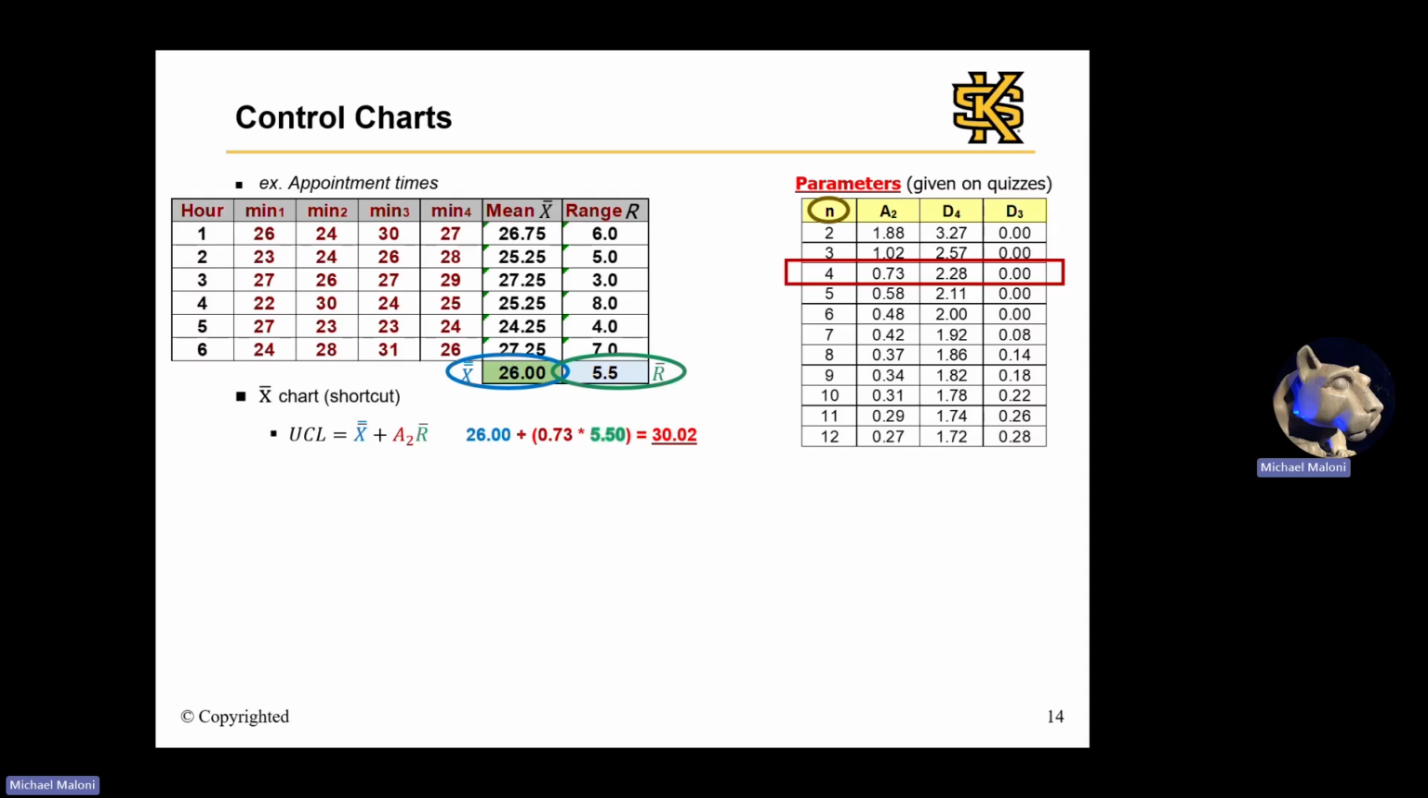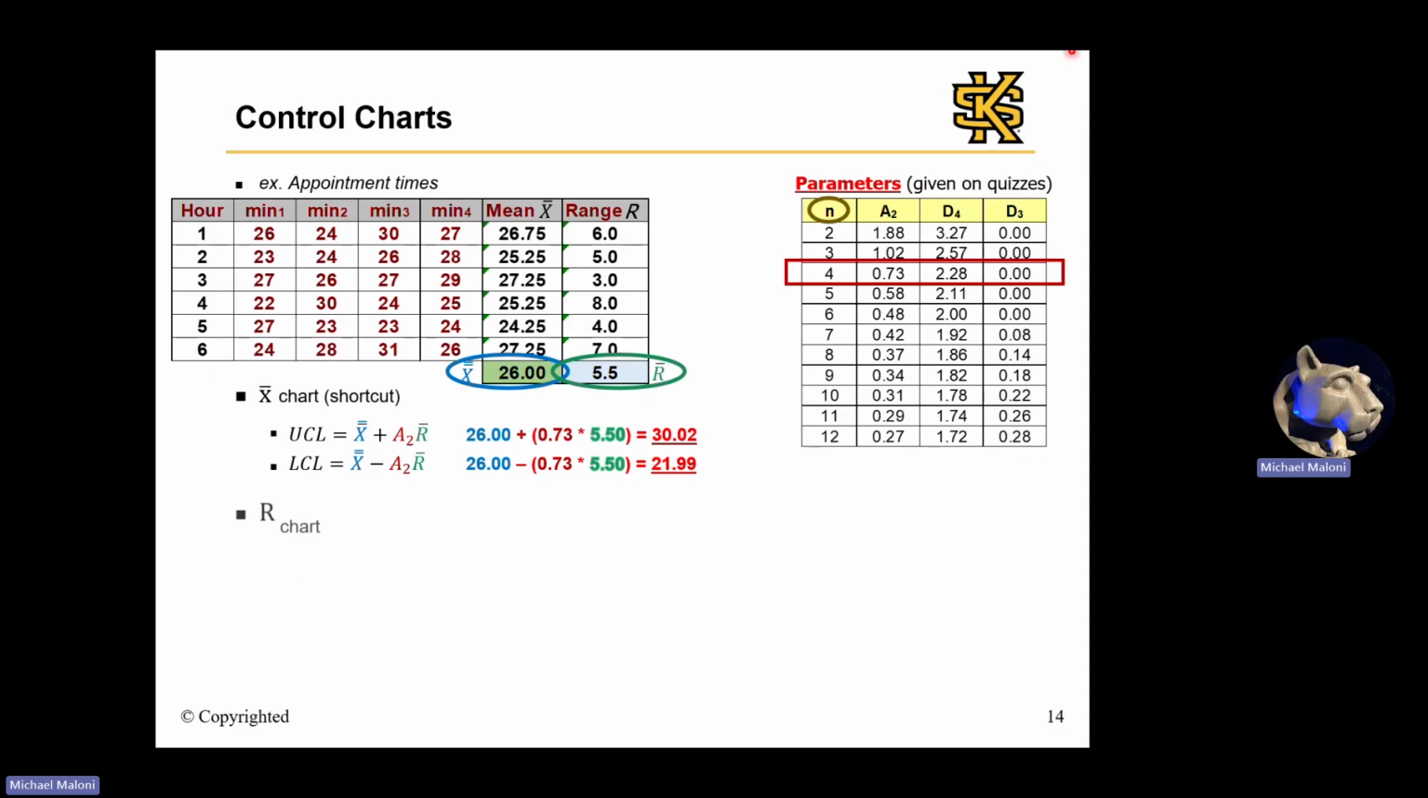So that's 30.02, technically minutes. And then the lower control limit is almost the same, except for that minus sign. So we take 26 minus 0.73 times 5.5, and that equals 21.99. The lower control limit is 21.99 minutes. So we have our upper and lower control limits for the X bar chart.